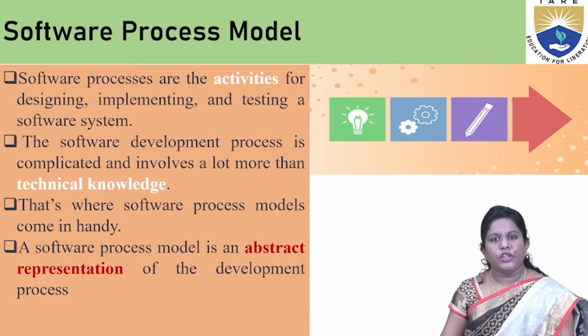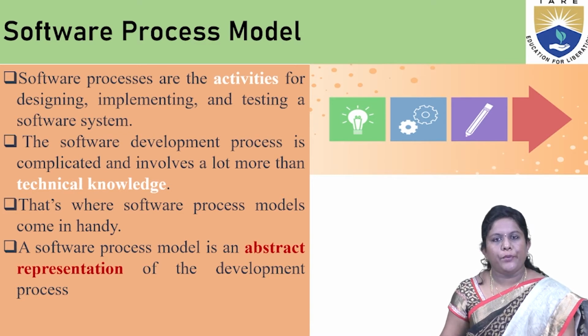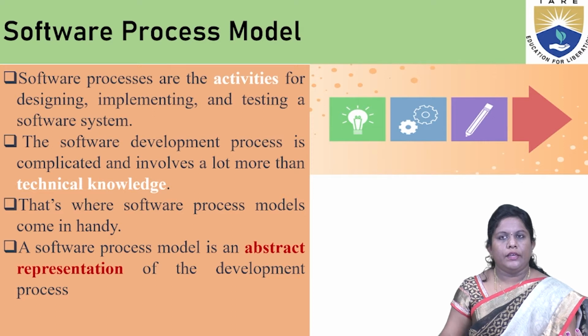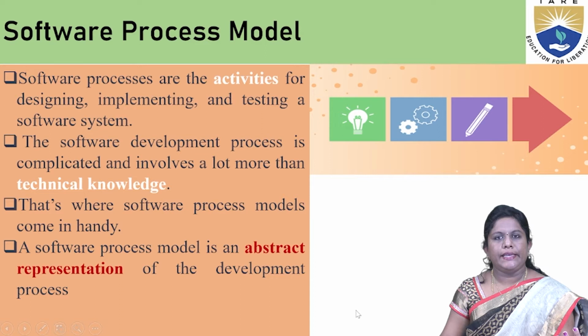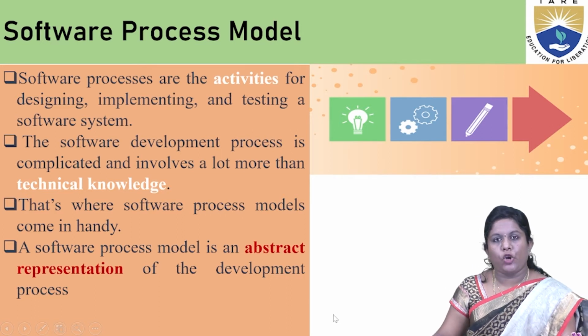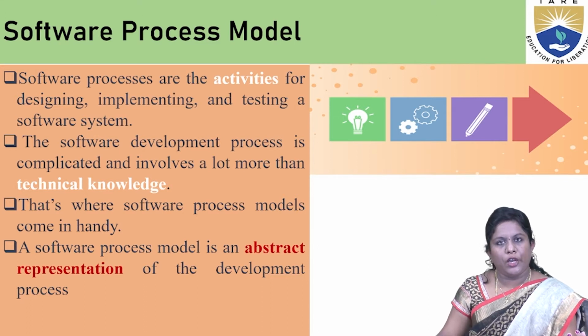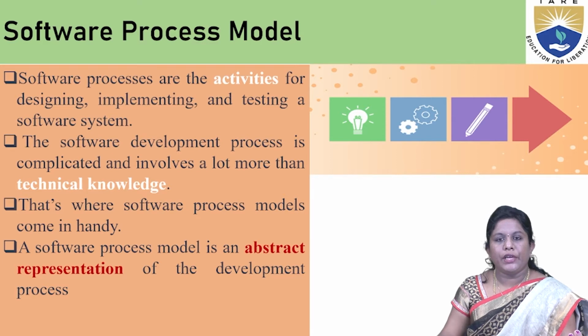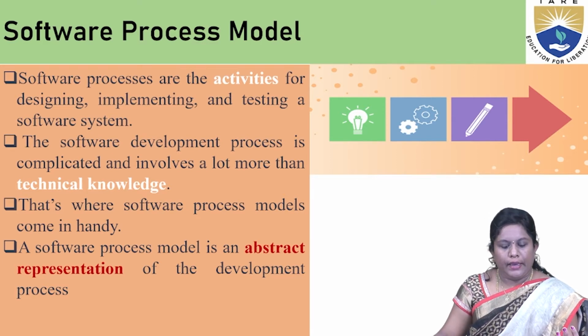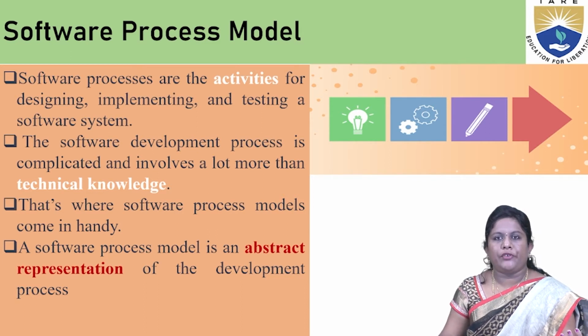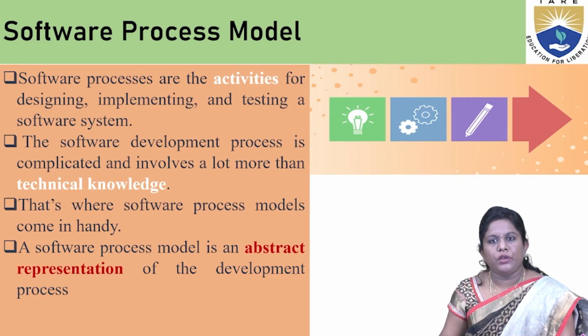Moving to the next terminology, it is the software process model. Software processes are activities for designing, implementing, and testing the software system. In short, they are simple activities: a process is the activities for trying to design, implement, and test a software system. A software system development process is complicated and involves a lot more technical knowledge. That is where the software engineering models, its representations, come into the picture. So firstly, software processes are nothing but the activities for implementing and designing the software system, and we require more technical knowledge. To make all this possible or handy, we have an abstract representation of the development process that talks about the software process.